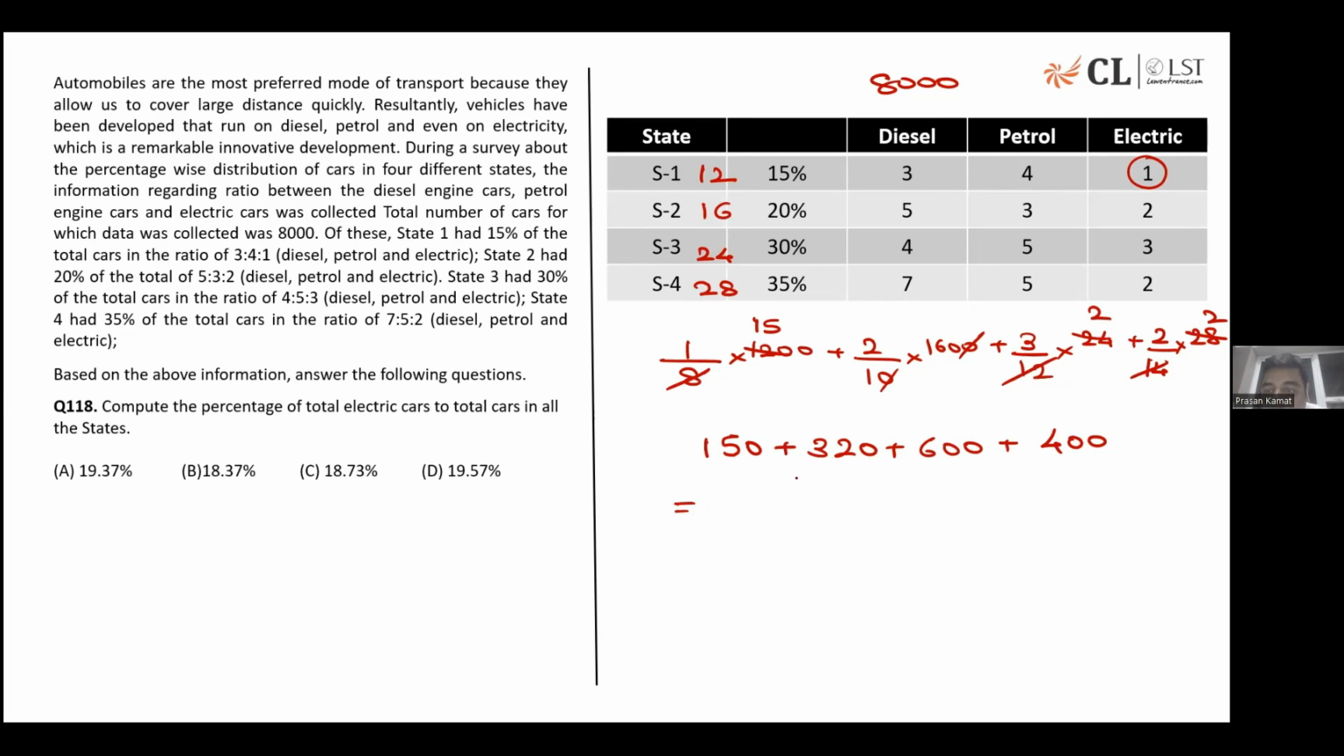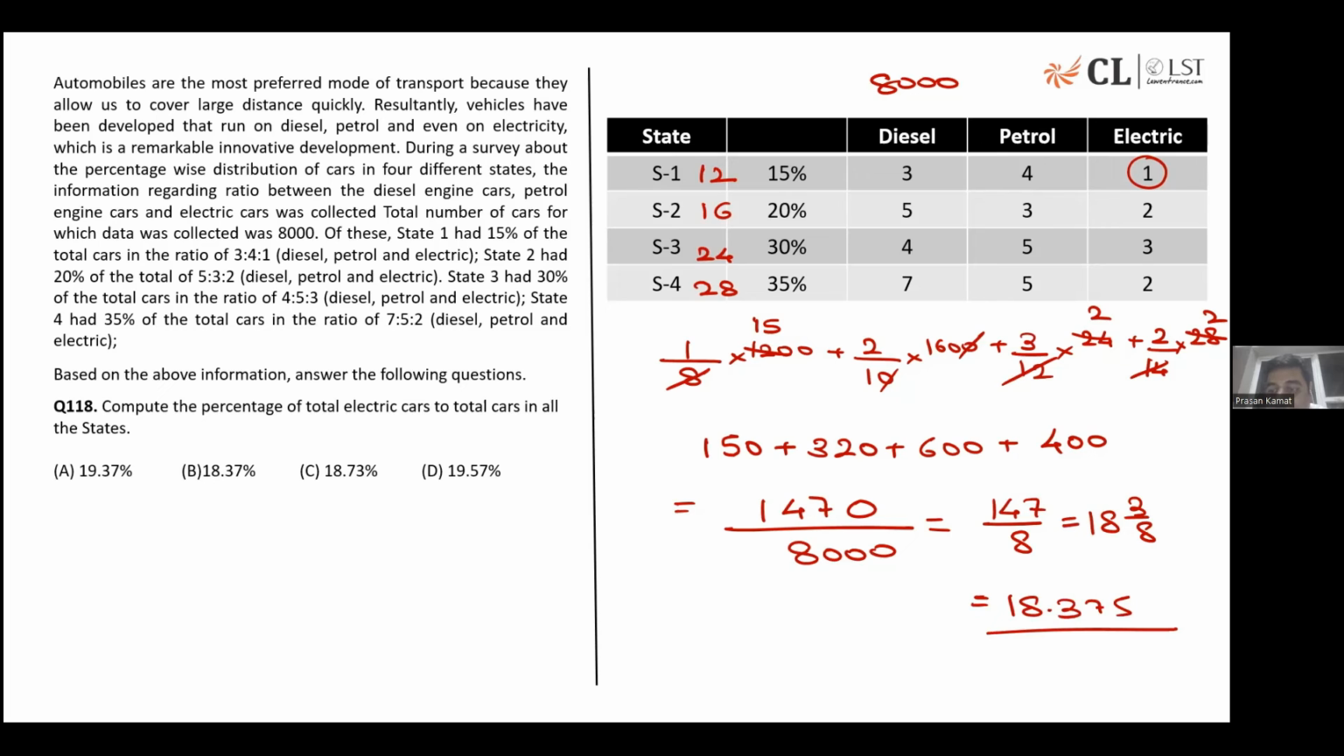this is how much? 2 plus 5 is 7, 10, 13, 14: 1470 out of 8,000. They are asking me out of the total number of cars, right? So that's 8,000. So effectively I have 147 by 8, which is 18 8s are 144, 3 by 8, which is, what is 3 by 8? 37.5. So my answer should have 1837.5, option number B. Right. So that was this question.